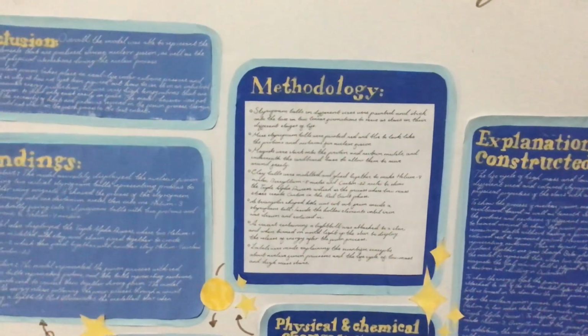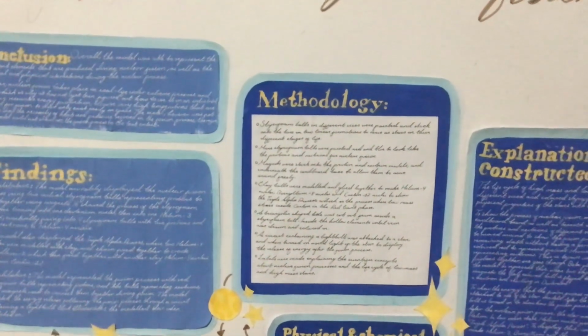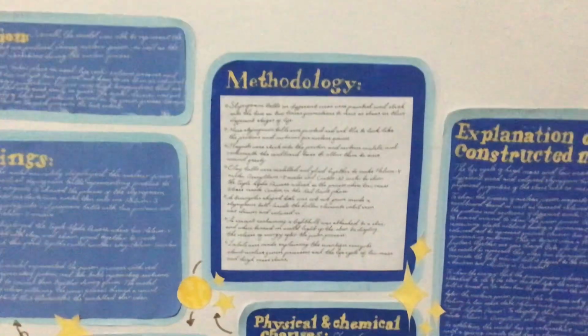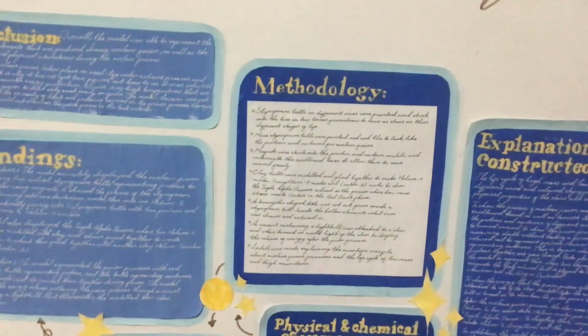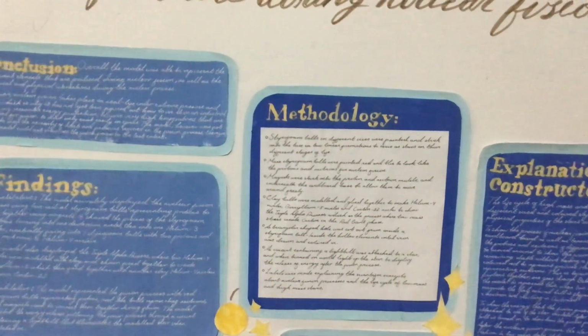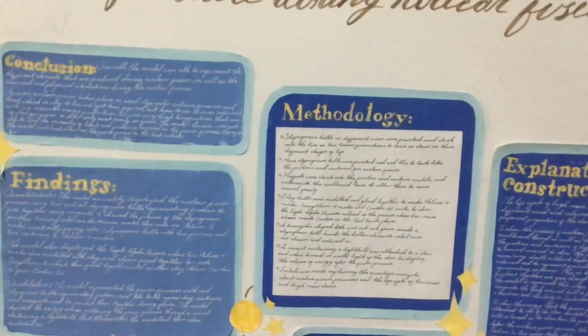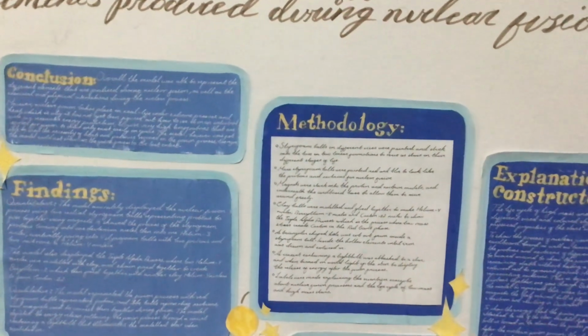Clay balls are modeled and glued together to make helium-4 nuclei, beryllium-8 nuclei, and carbon-12 nuclei to show the triple alpha process, which is a process where low-mass stars fuse carbon in the red giant phase.